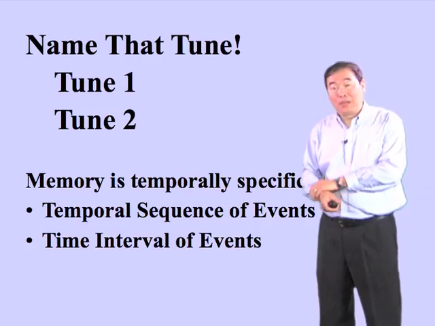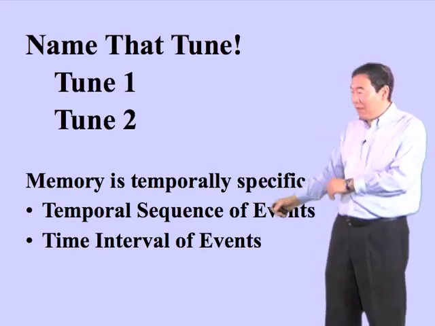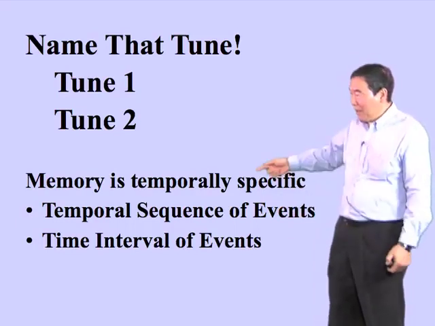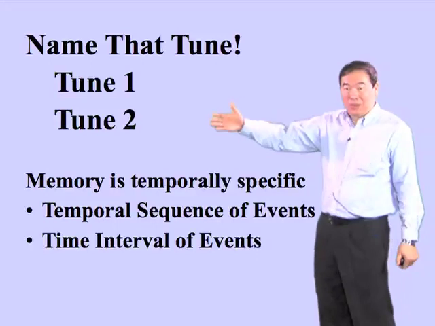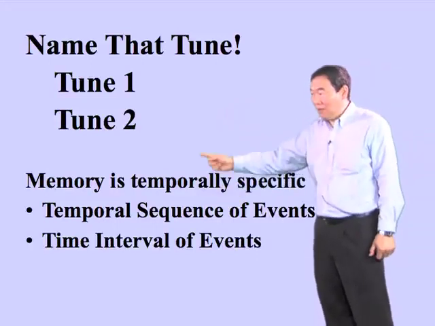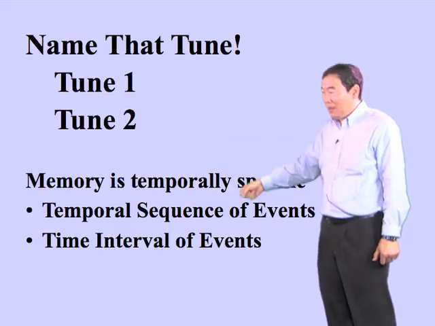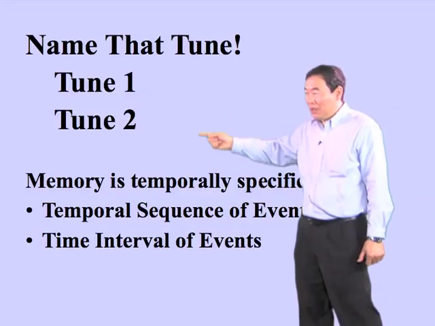Now, we also remember the interval between the notes, right? So that's the time interval of events. So we have two aspects of this sequence of events. The temporal sequence from beginning to end, that we remember for tune 2. And the time interval, which is the same in both.